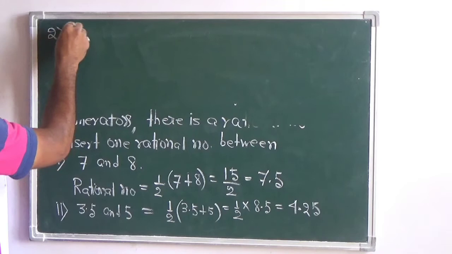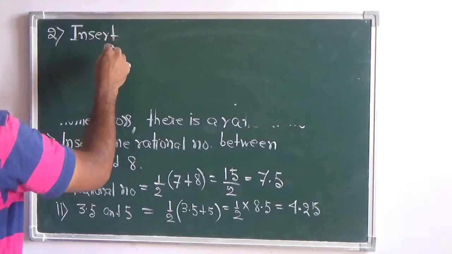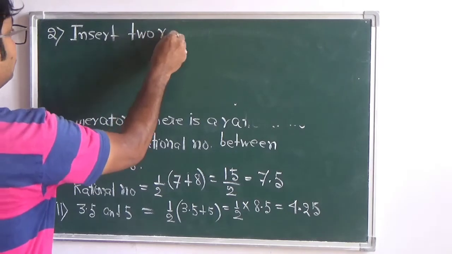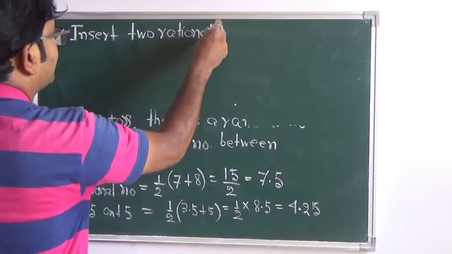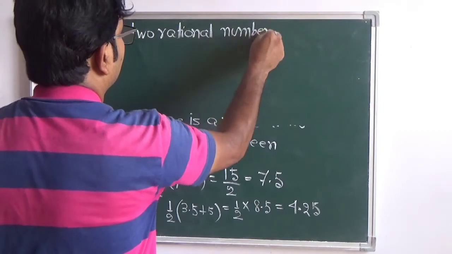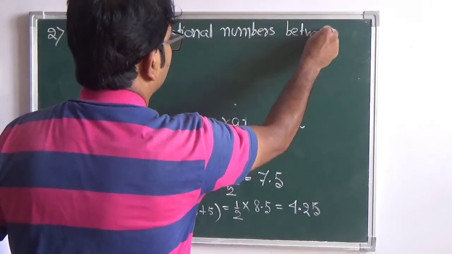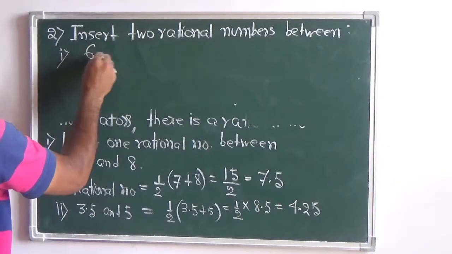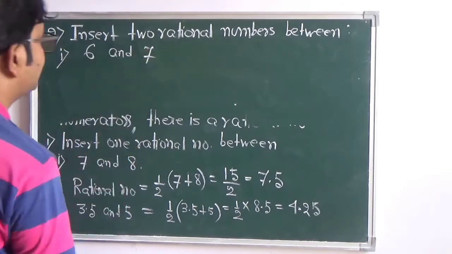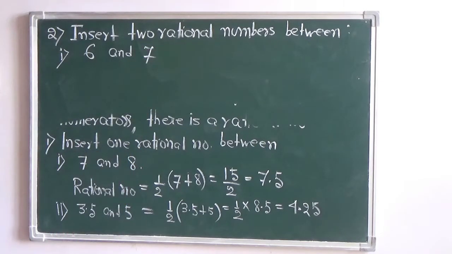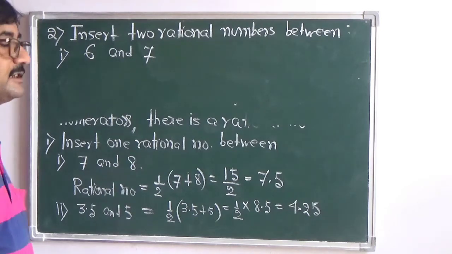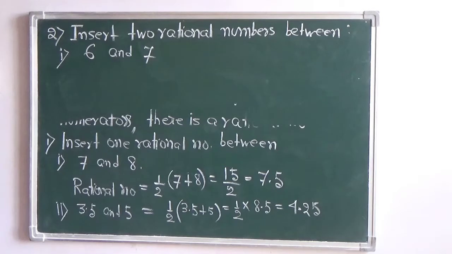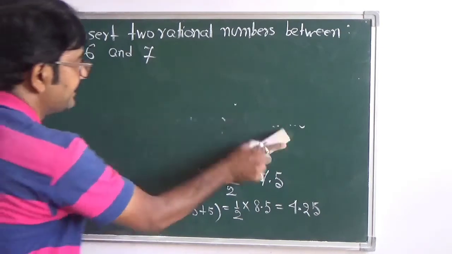So next we can take number 2: insert two rational numbers between 6 and 7. Between 6 and 7, there are no natural numbers, no integers, no whole numbers, but there are infinitely many rational numbers. So between 6 and 7, if you have to find two rational numbers, let us again use the formula method to find this.